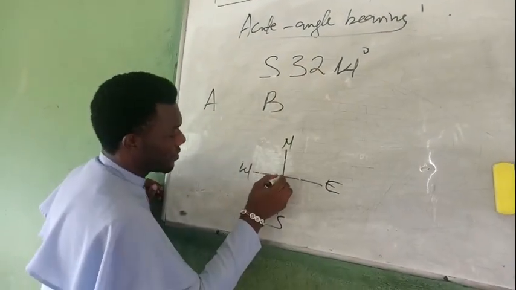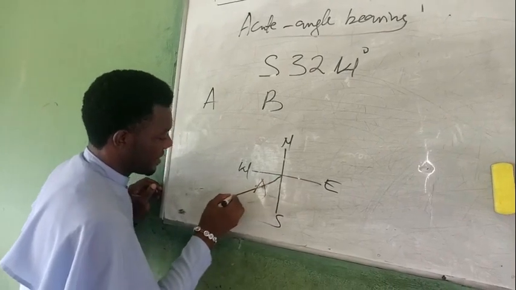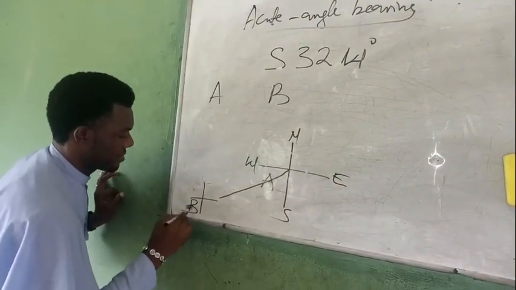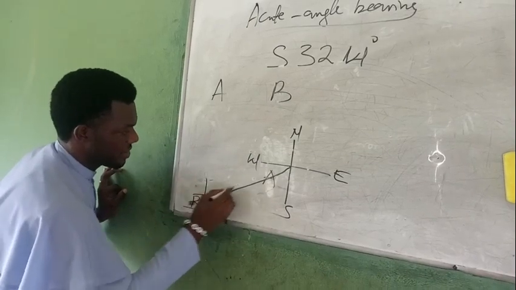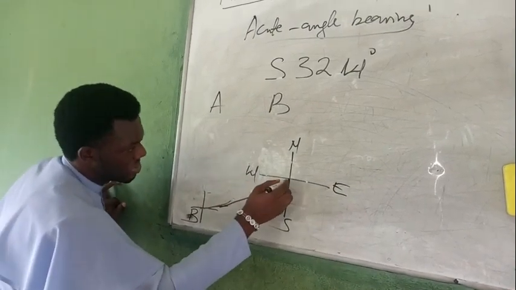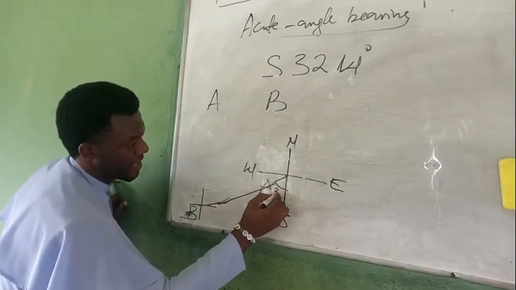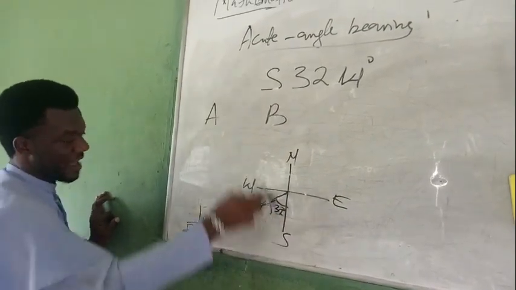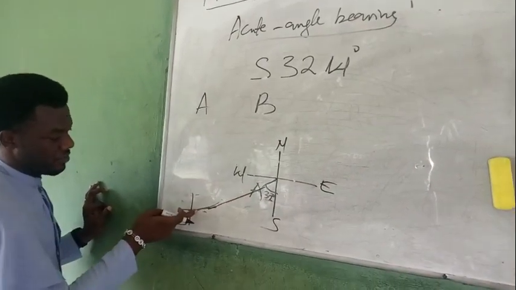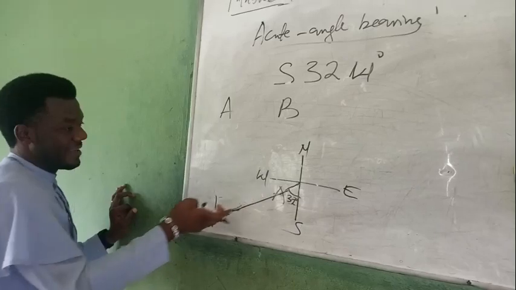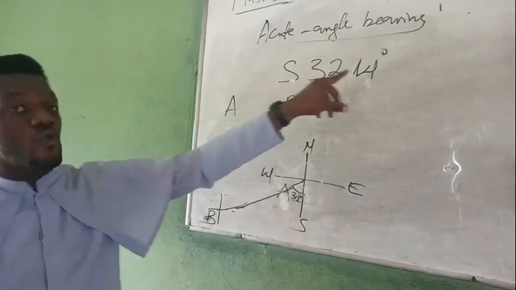So 32 means you will locate it here. So we can say that B is here. This is our B. You don't need to measure it, but what is important is that from south to this place is 32 degrees. So the direction of B from A is 32 degrees southwest.